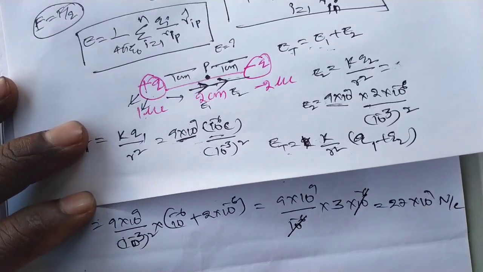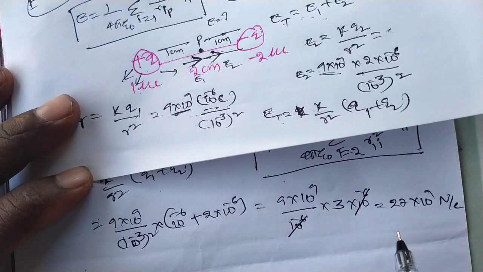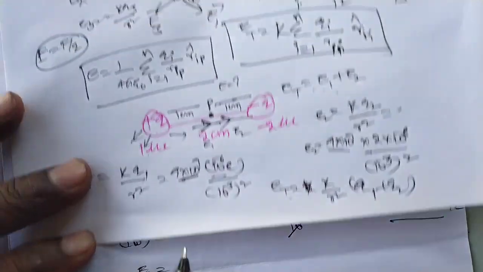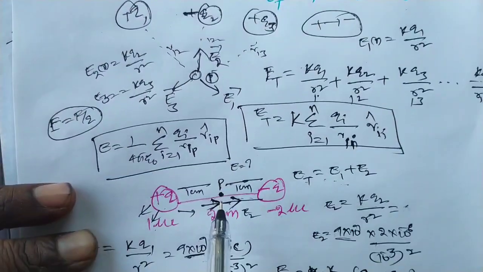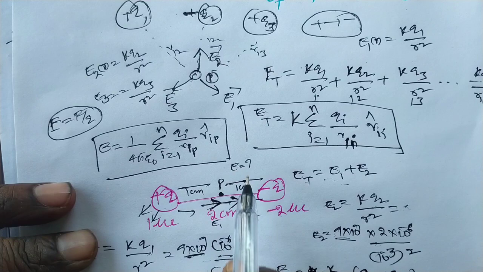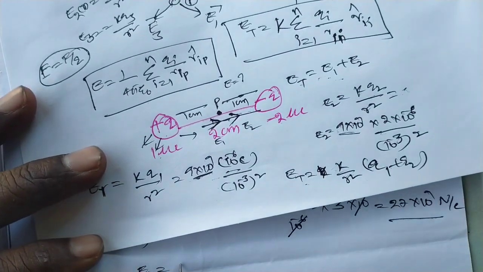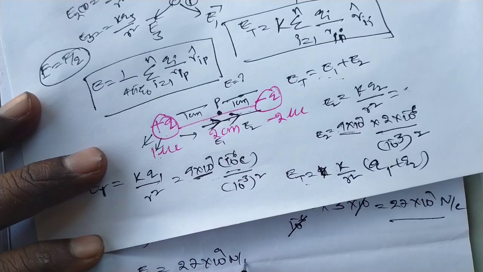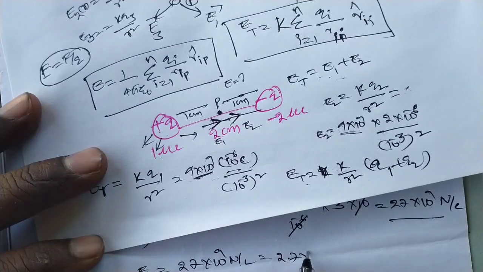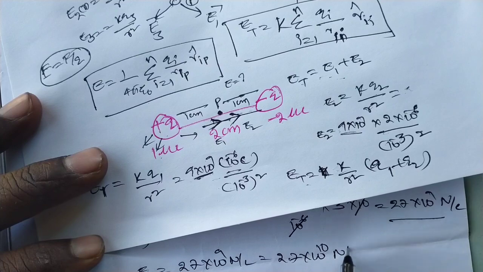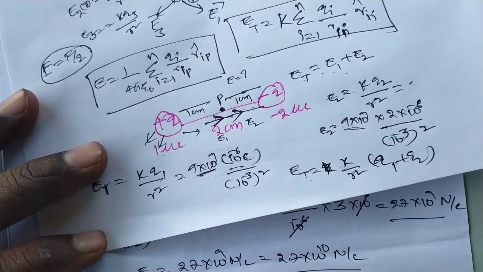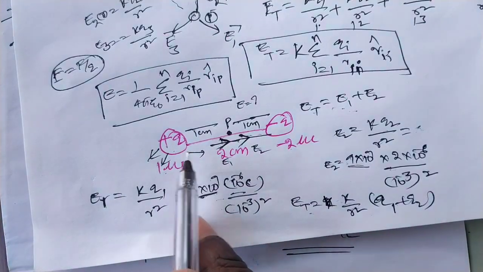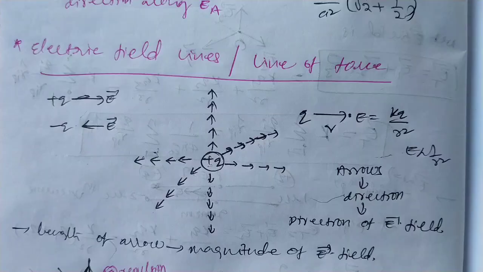Electric field: 27 into 10 to the power of 9 occurs at EP. What is the electric field at the midpoint P? That is EP, 27 into 10 to the power of 9 Newton per coulomb, or 2.7 into 10 to the power of 10 Newton per coulomb. This is the electric field at the midpoint between the two charges.